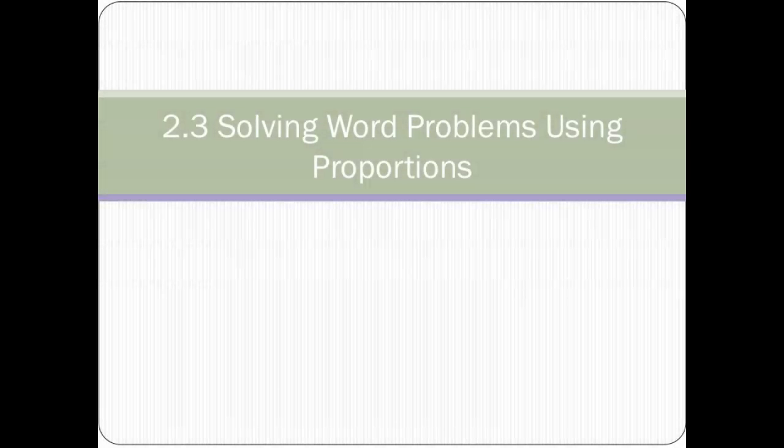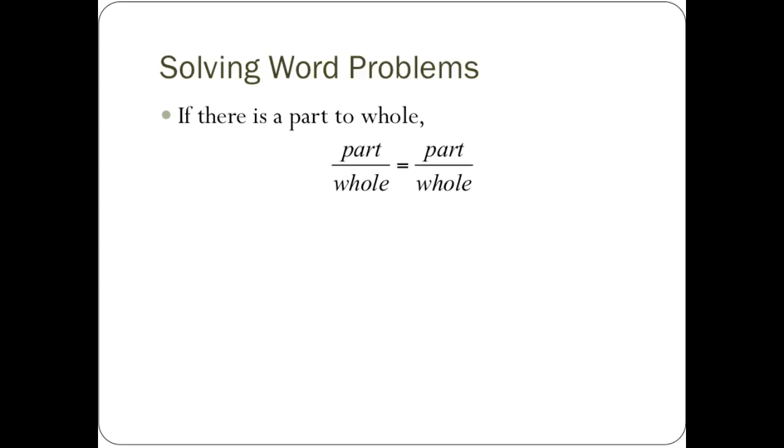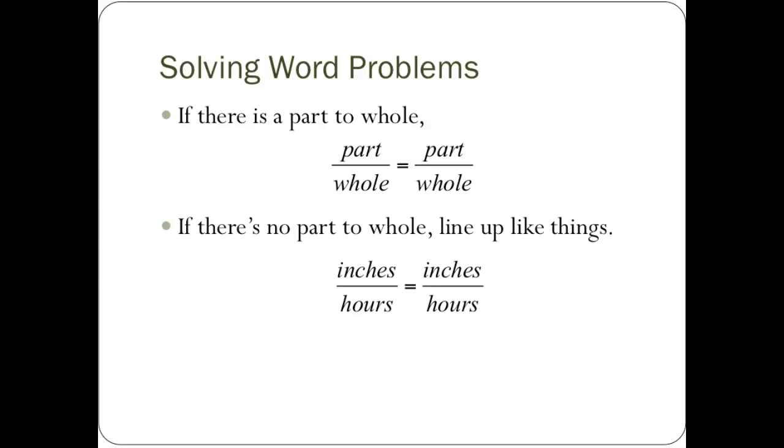So now that you know how to solve proportions, we're going to be solving word problems today using proportions. Just as a reminder, when you're solving word problems, if you have a part to a whole within the problem, then you always want to set it up this way so that you have part over the whole equal to part over the whole. Now, if you don't see that there's a part to whole, then line up like things.